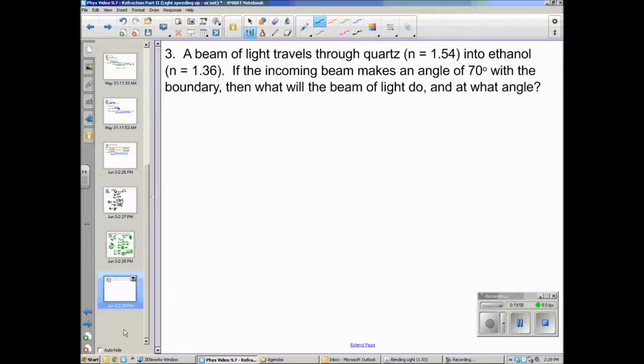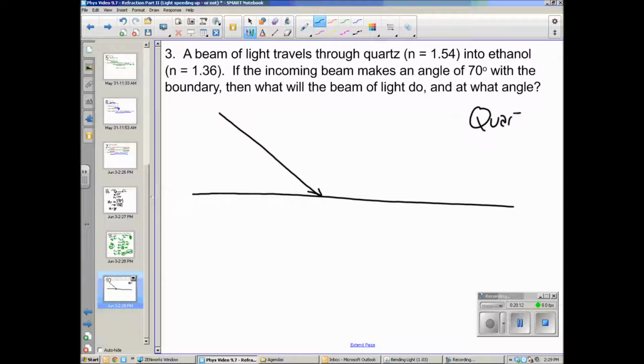You first of all want to draw the boundary between your two media. I'm trying to get in the habit of always drawing my beams of light so they come from the top down. So our beam of light is going to go to the boundary. It's going through quartz. So that's going to be my Ni, because that's where my starting beam is. And then it's going into ethanol. It tells me the n for that is 1.36.